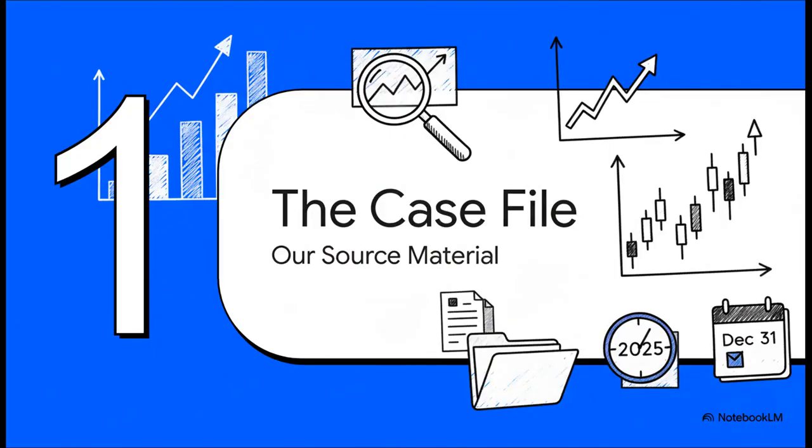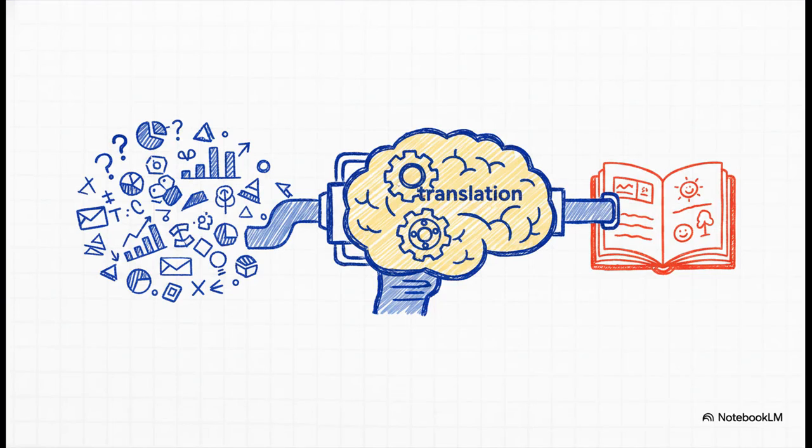Okay, first things first, the case file. What we're looking at here is a technical analysis report for a stock with the ticker symbol MU. And all this data is just a snapshot in time, taken at the end of the trading day on December 31st, 2025.